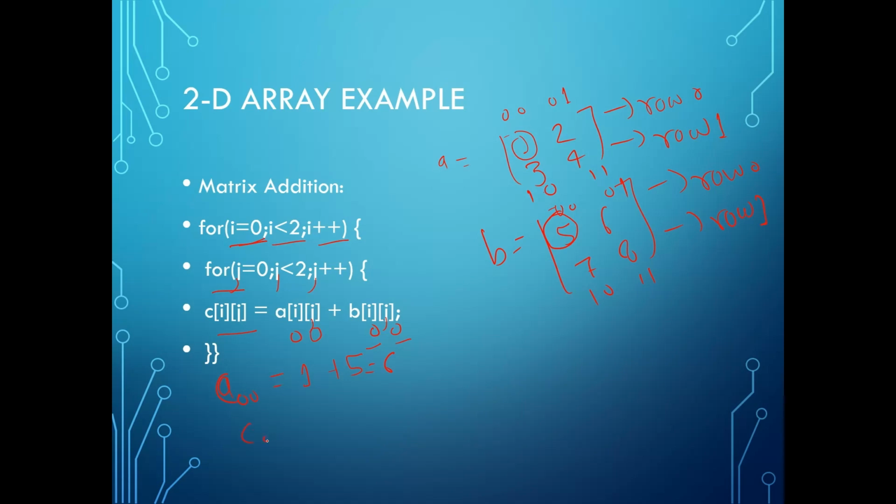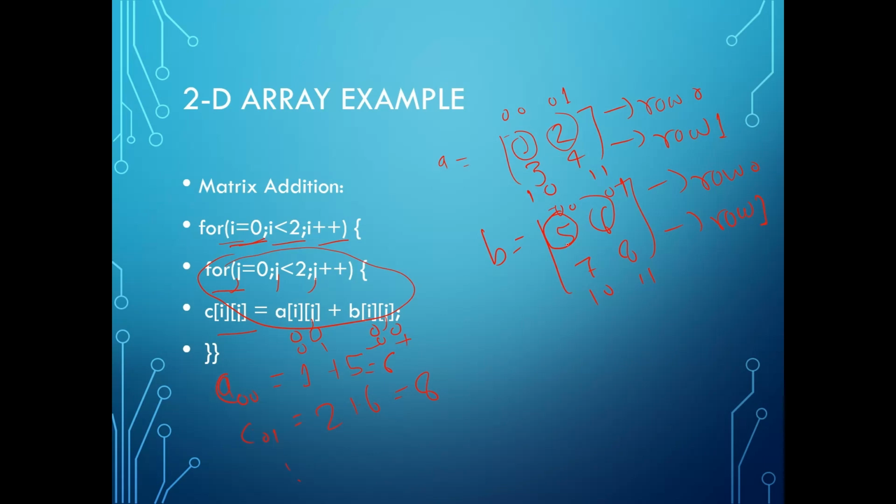Coming to the 0,1 position, what would it become? Now this is 0,1. The inner loop will increment j to 1. Until the condition becomes false, it will not come out of the inner loop. So now it has become 0,1. What is at 0,1 is 2 and 6, so 2 plus 6 is equal to 8. Vice versa, it will continue here.